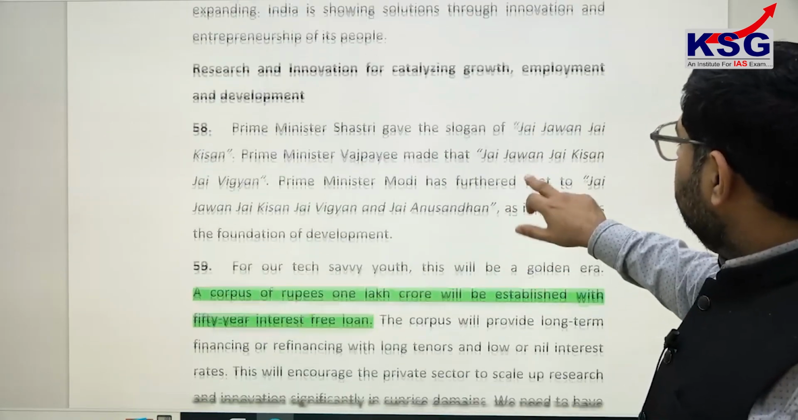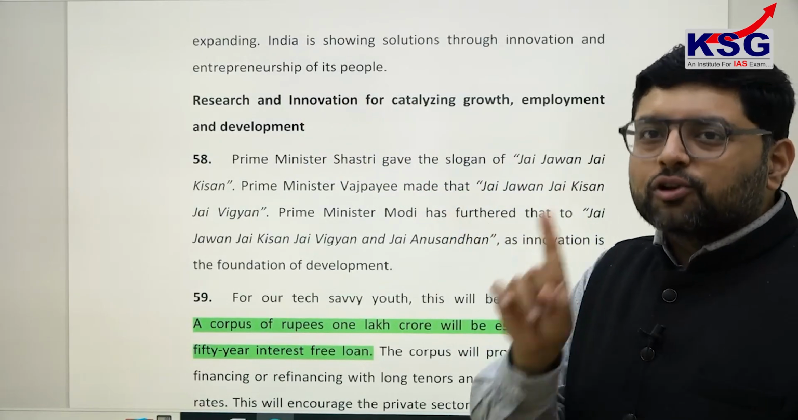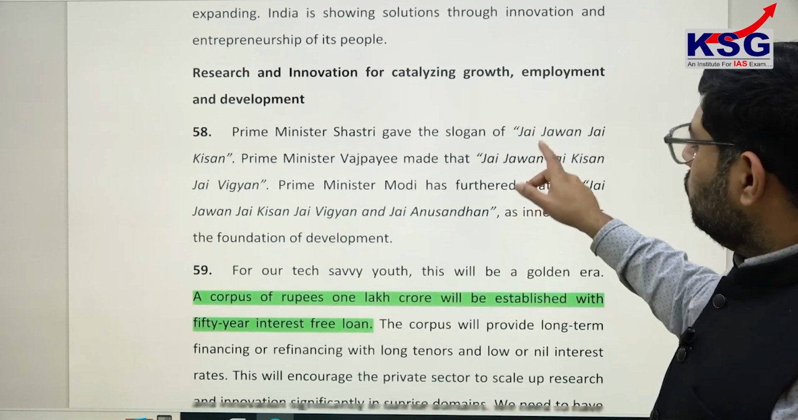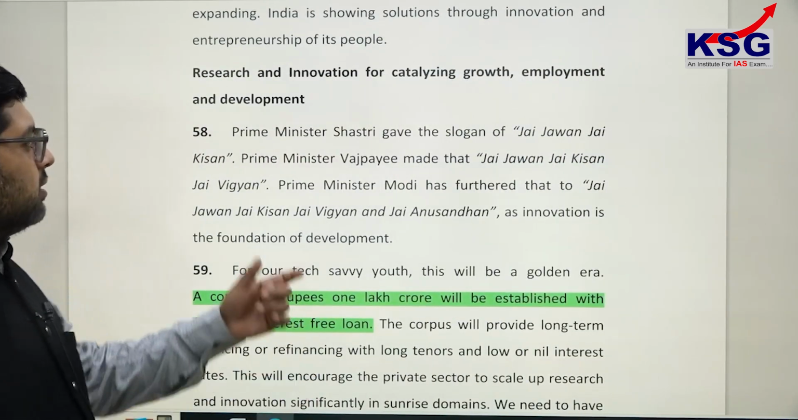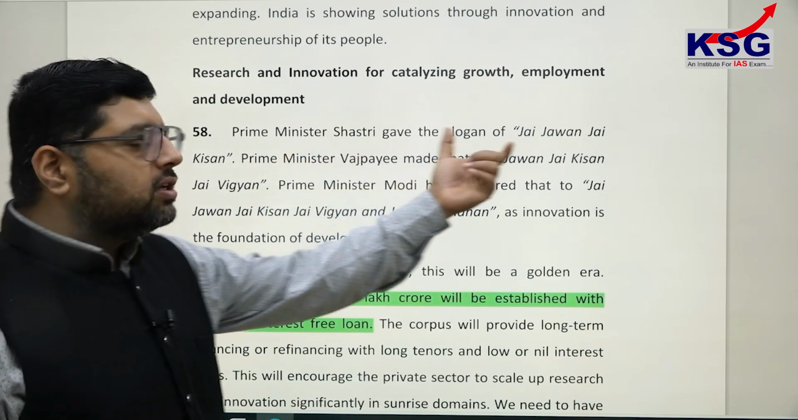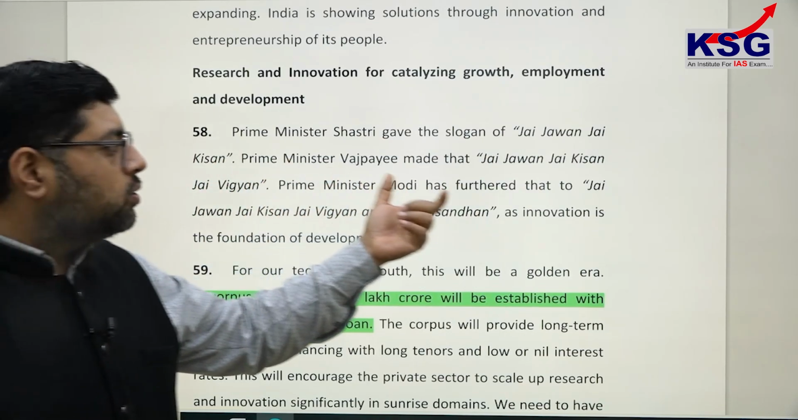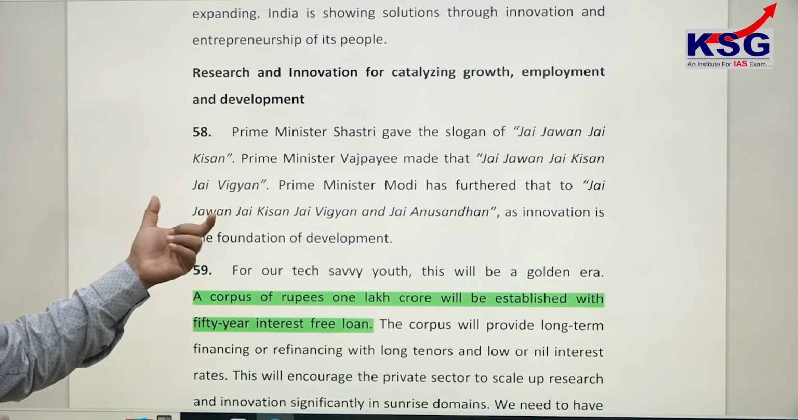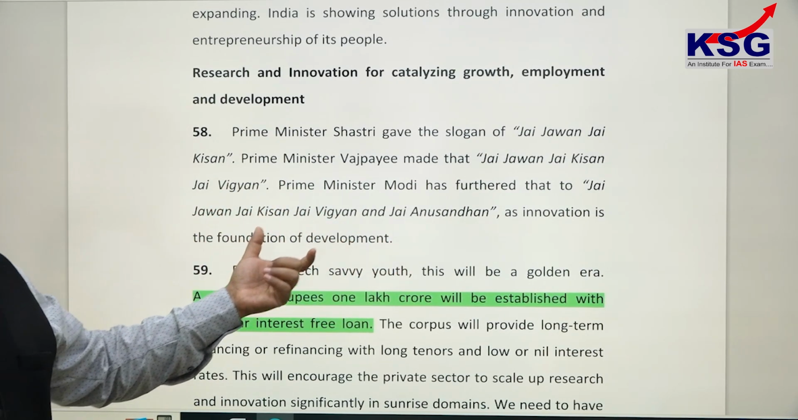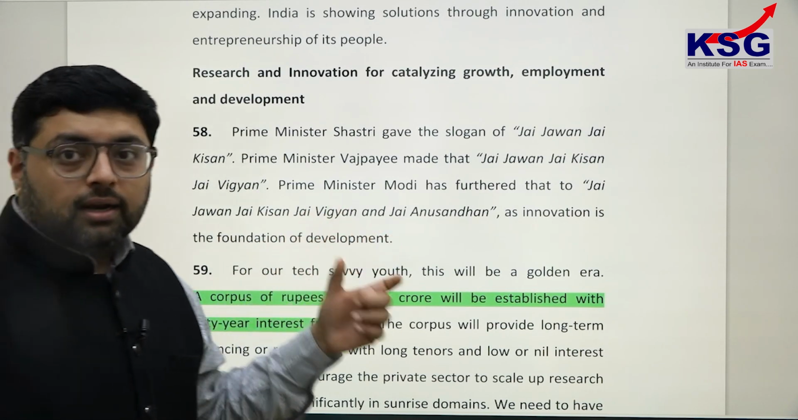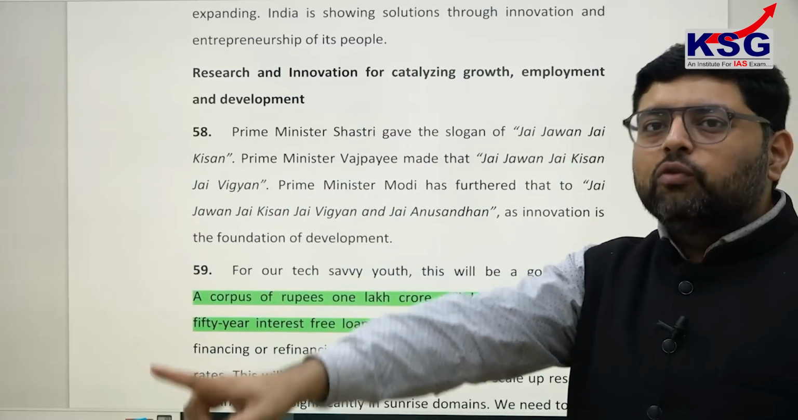Now, the Prime Minister has also talked about innovation, that we will focus on innovation. You know that earlier Prime Minister Shastri gave the slogan Jai Jawan Jai Kisan. Then Prime Minister Vajpayee added Jai Vigyan. Now Prime Minister Narendra Modi has given the slogan Jai Jawan Jai Kisan Jai Vigyan and Jai Anusandhan, that is innovation. So they have said that my government will focus on innovation.